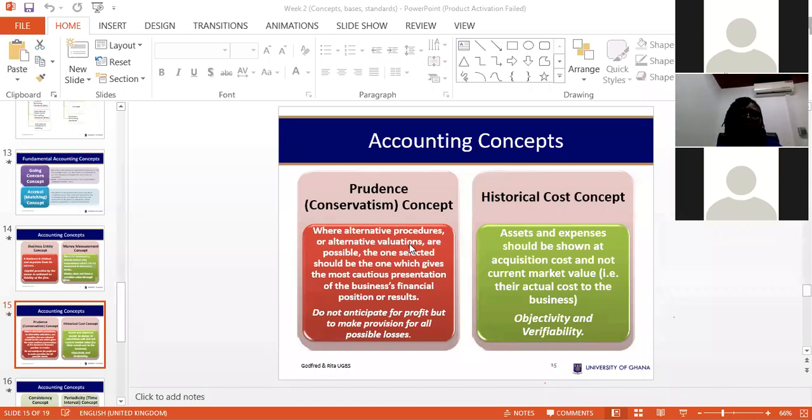Because we don't want you to be too over anxious about reporting profits. Businesses should not report profit when they are not sure. In the same way, when there are different alternative methods and procedures, take the one that is more cautious. It's just like some people brag; for accountants, we like to do it very calmly. You must do it very calmly.